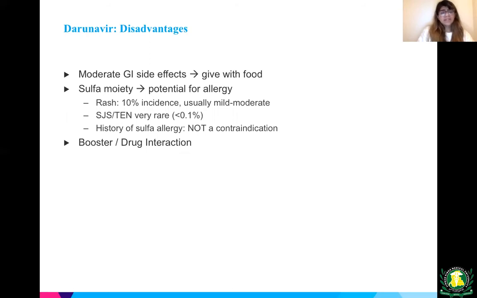Some of the disadvantages with darunavir: it has some moderate GI side effects. You want to give it with food. It has a sulfa moiety, so there's a potential for allergy with darunavir. So if you have a patient with a sulfa drug allergy, you would probably want to avoid darunavir. Rash has a 10% incidence. It's usually mild to moderate, but there is a very rare chance of getting Stevens-Johnson syndrome. A history of sulfa allergy is not a complete contraindication. And, of course, you need to boost it. You need a booster, and that comes with drug interactions.